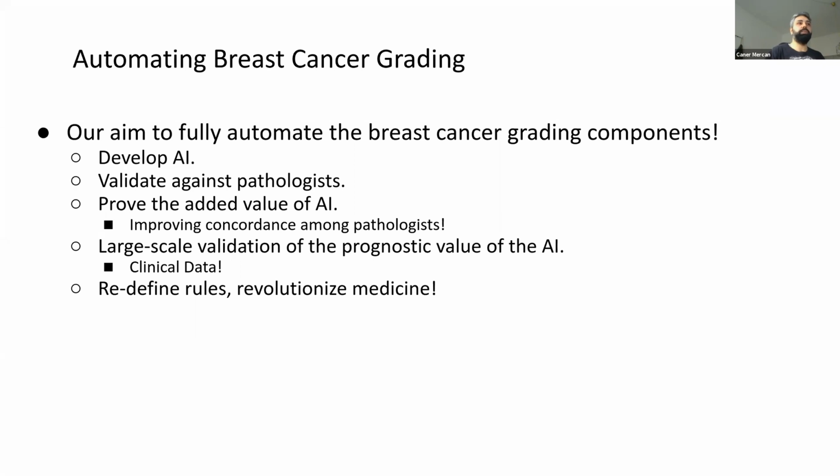The next step would be the large-scale validation of the prognostic value. But for this, of course, you need some kind of clinical data to know if the patient survives, I don't know, some X years, Y years, and then you try to find a correlation between your method, the AI, and the survival of the patient. And hopefully at the last step, you redefine some of the rules that were set some decades ago and hopefully revolutionize the medicine.